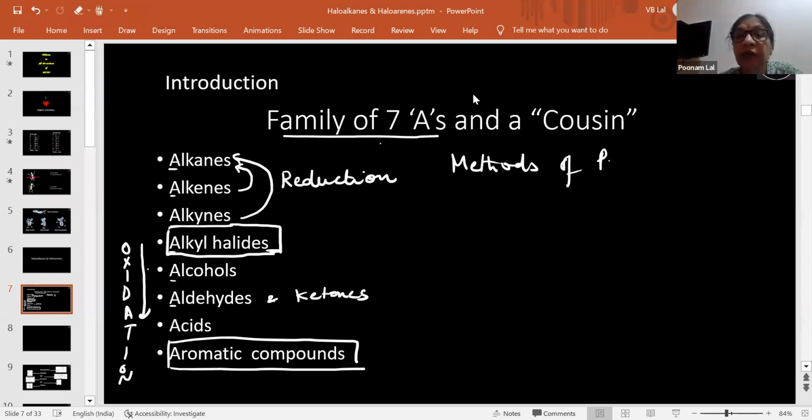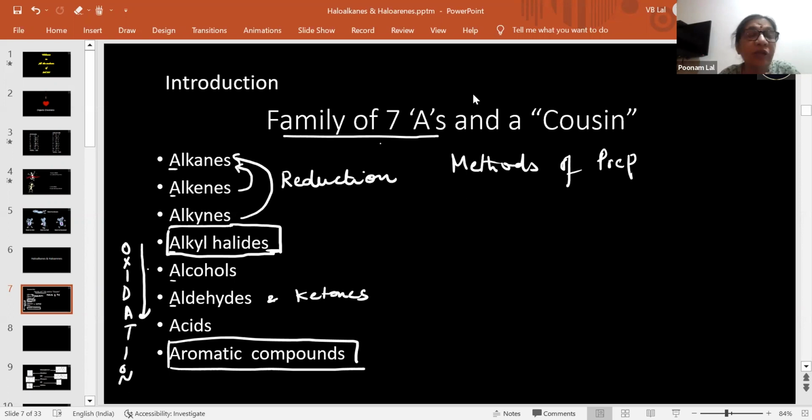So for methods of preparation, you will have to learn how to prepare from alkanes, from alkenes, from alkynes. Similarly, how will you prepare alkyl halides from alcohols, from aldehydes, from acids? Are there any methods? And similarly, what will be the properties of alkyl halides? From alkyl halides, can I prepare alkenes? Can I prepare alcohols? Can I prepare aldehydes? So if you link together and learn, then you will understand organic chemistry very well.